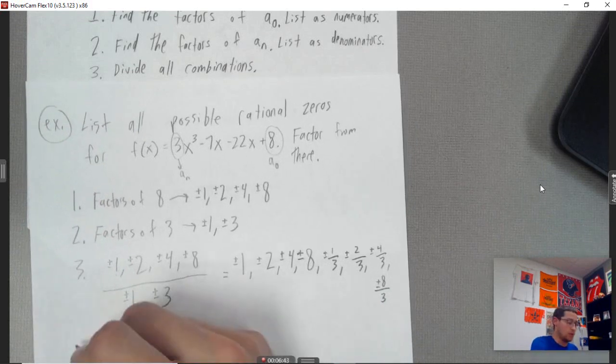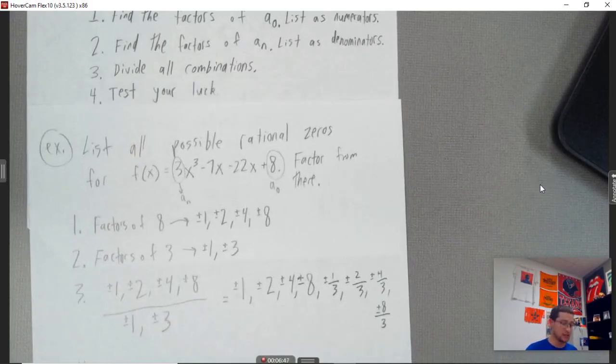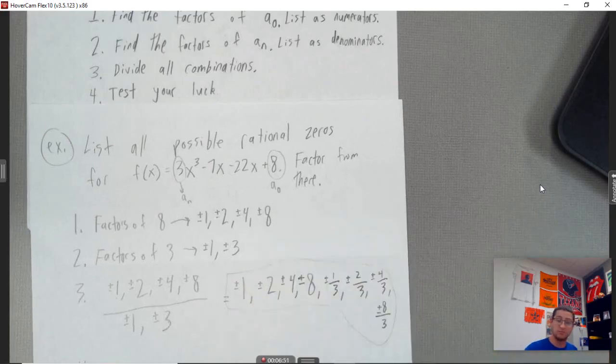Now step 4. It says test your luck. So now I have this pool of numbers I can choose from, and essentially what I'm trying to do is test a few of them. I'm going to cheat a little bit here, because you can use synthetic division and different things like that to test it out. But I'm going to use my calculator to save us a little bit of time and a little bit of understanding, and get at the core of what we're doing.